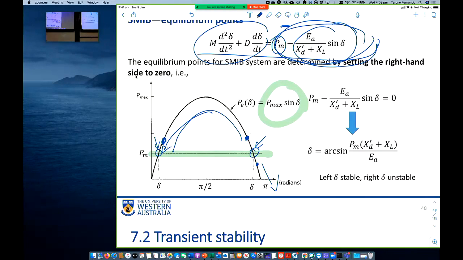It'll speed up at the top. It will come back. Delta will come back, because if the electrical power is more than mechanical power, it starts decelerating. Pm minus Pe is negative. So delta will start reducing.